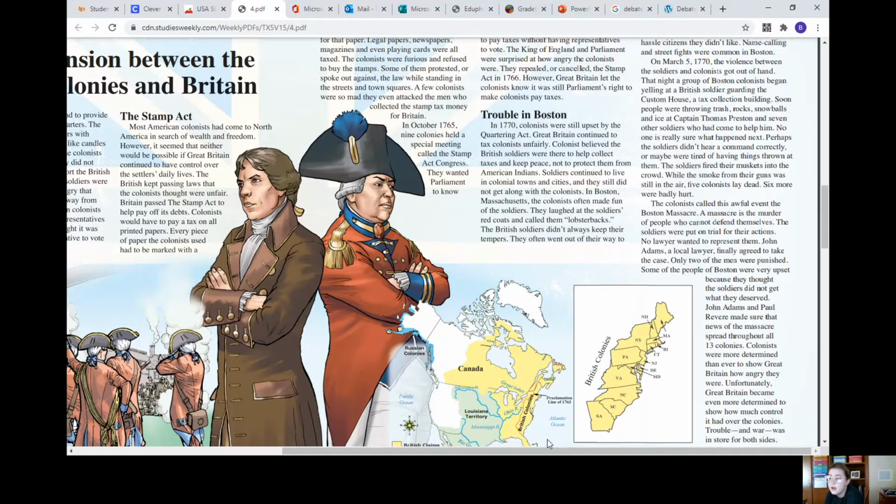While the smoke from their guns was still in the air, 5 colonists lay dead. 6 more were badly hurt. The colonists called this awful event the Boston Massacre. A massacre is the murder of people who cannot defend themselves.